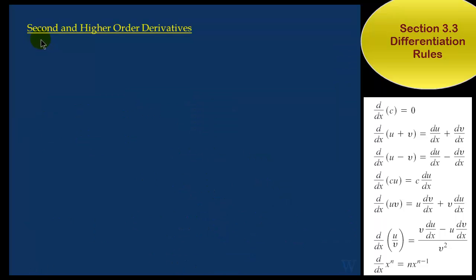Okay? Second and higher order derivatives. If I have a function y, I can take the second derivative or the third derivative, and so on and so forth. So let's say y is equal to 6x cubed plus 4x squared minus 3x plus 1. If I take the first derivative, it's equal to 18x squared plus 8x minus 3.